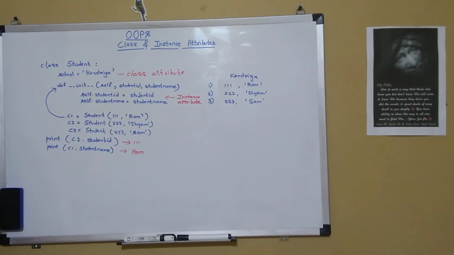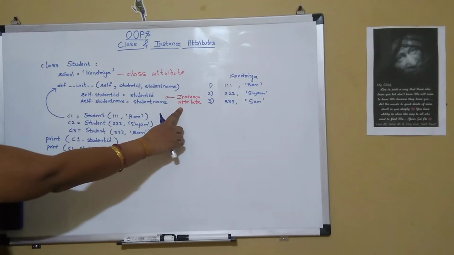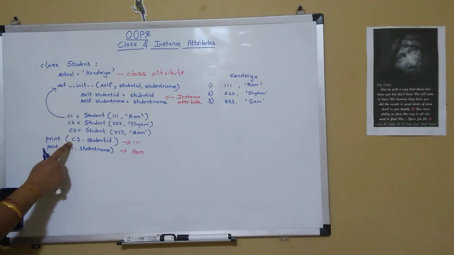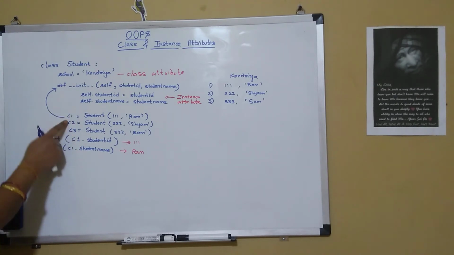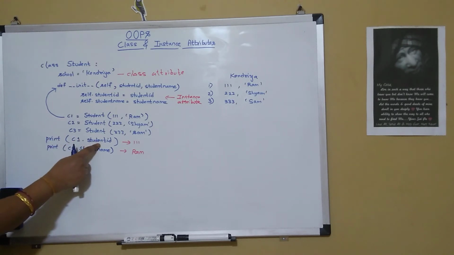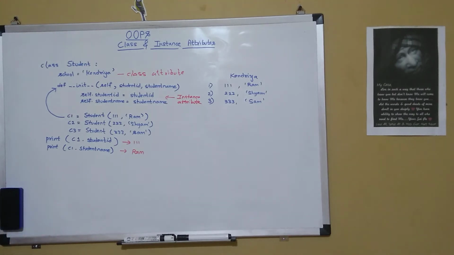So these instance variables are the instance attributes. Instance attributes are accessed with the help of the object name. So these C1, C2, C3 are the objects, and with the help of the object name, we can access the instance attributes.